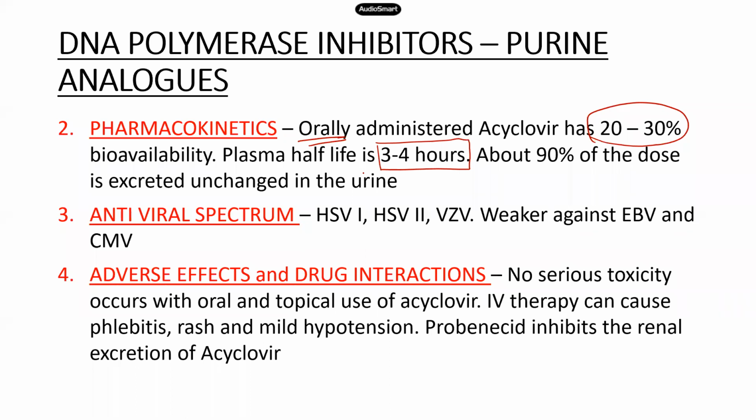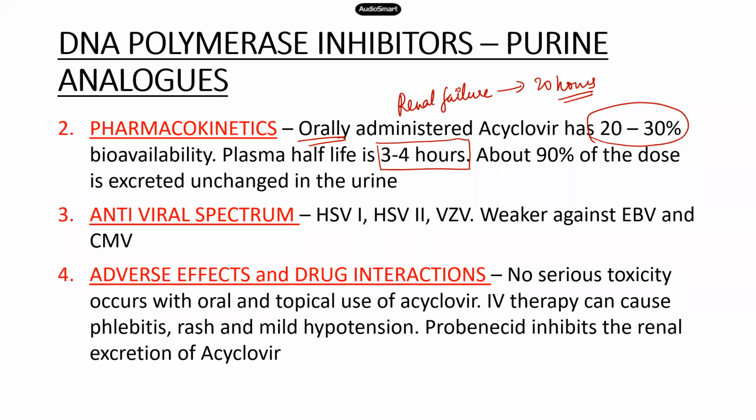Now, after hearing about its pharmacokinetics, you have to make sure that you know certain specific aspects of this drug. I mentioned that it has a plasma half-life of 3 to 4 hours, but in cases of renal failure, the plasma half-life goes to about 20 hours. So when you administer acyclovir to patients with renal failure, you have to be very careful.